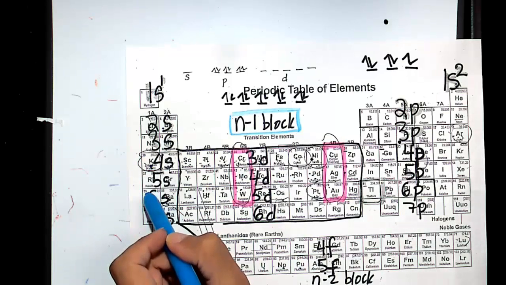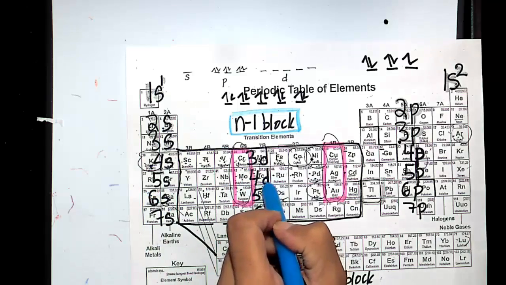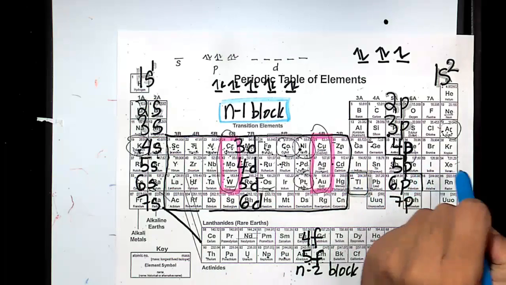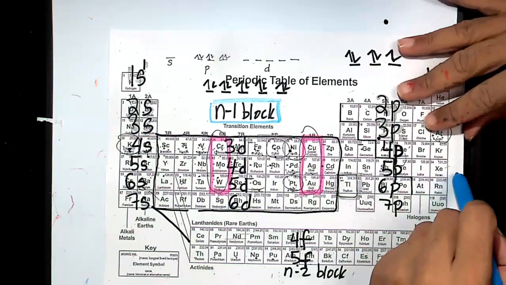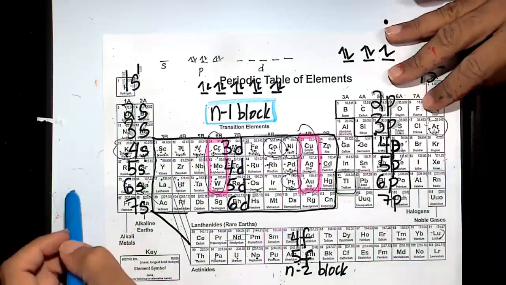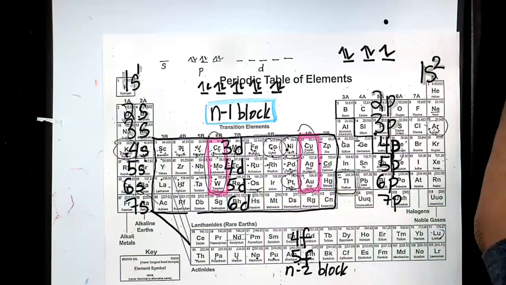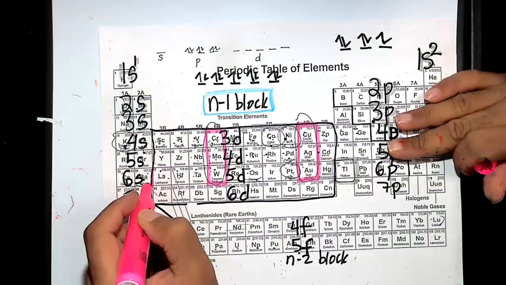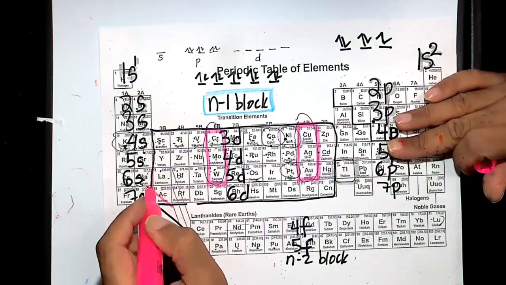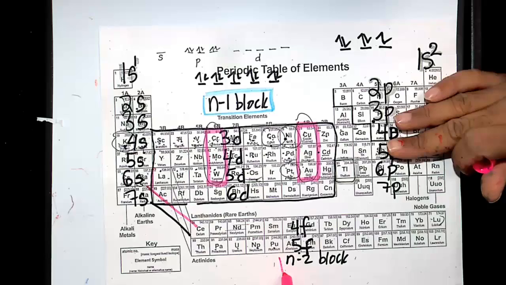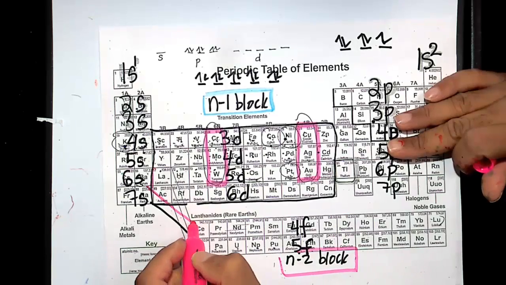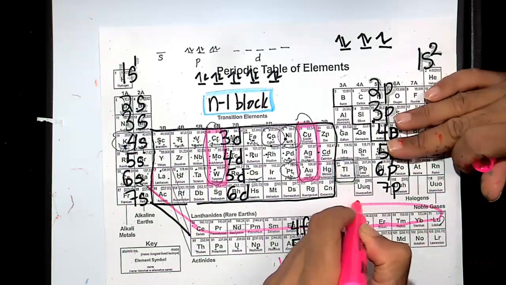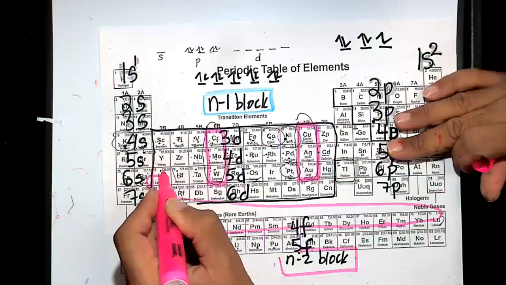After 5s, where do we go? The order is important: 4d. We fill up all 10 electrons of 4d. Then 5p. After we go to 5p, the 54 electrons of xenon, where do we go? 6s. Something happens here. Everyone be careful. After 6s, where do we go? This is the tricky part. After 6s, we go to the n-2 block. So after 6s, we fill up 4f, n-2.